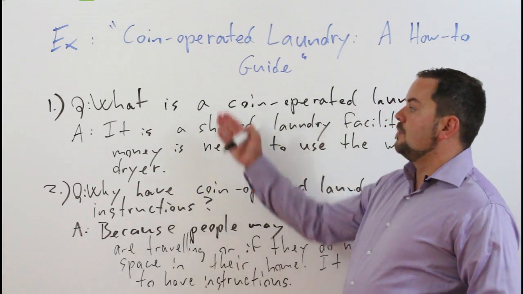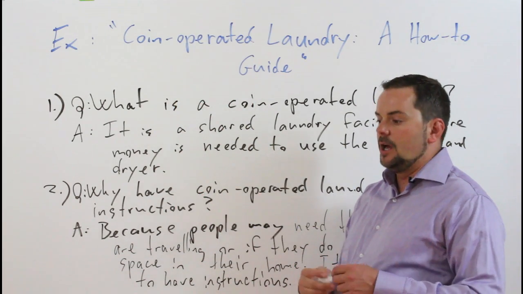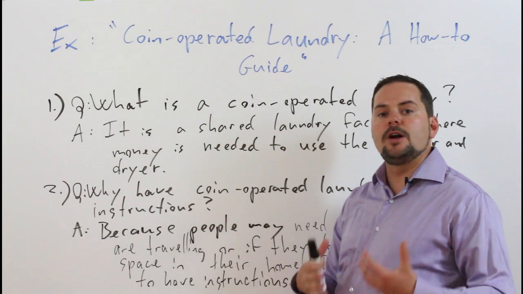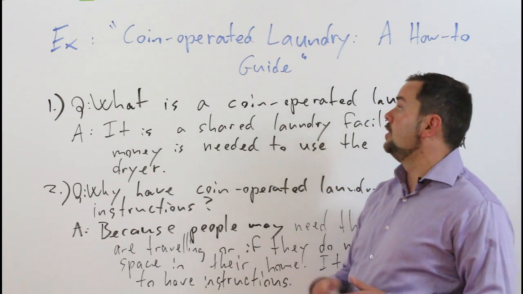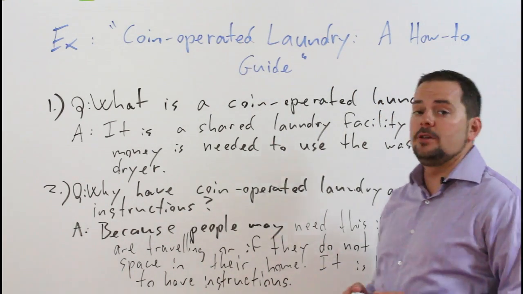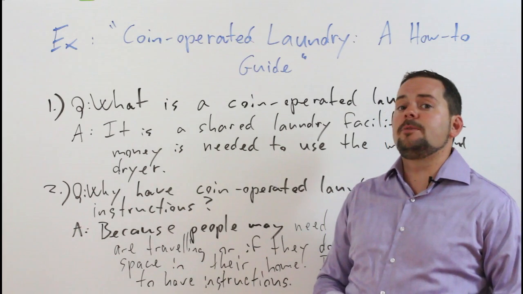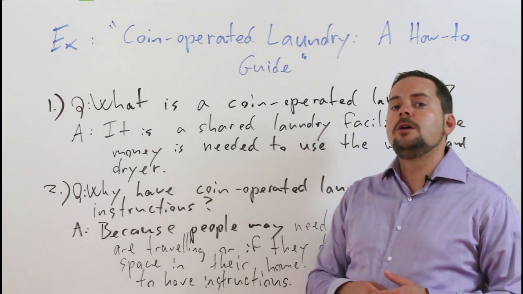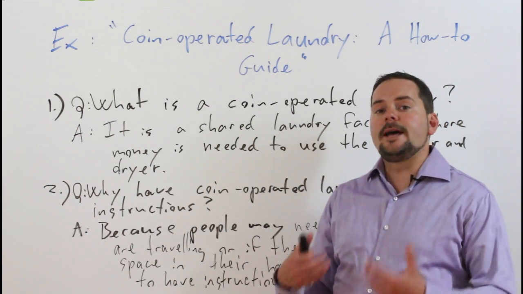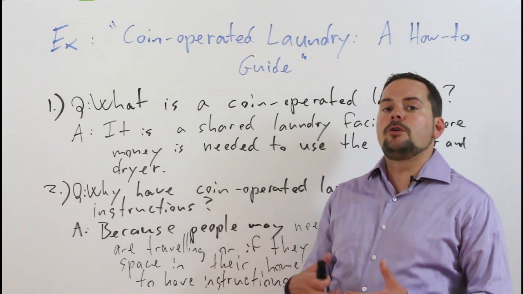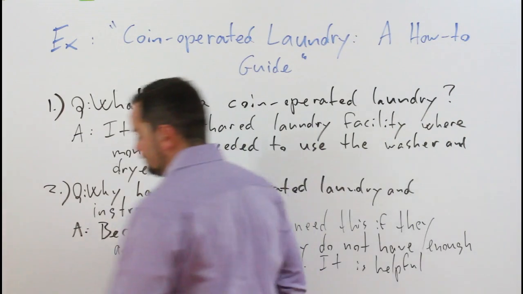Okay, so we've asked the what question, we've asked the why question. Now, as our third question, we need to ask how. So again, how do we use this coin-operated laundry? It's very likely, of course, that much of the passage or much of this information will be about this detail. So again, visualize the steps that you're taking in order to get your dirty clothes clean in this kind of a laundromat.